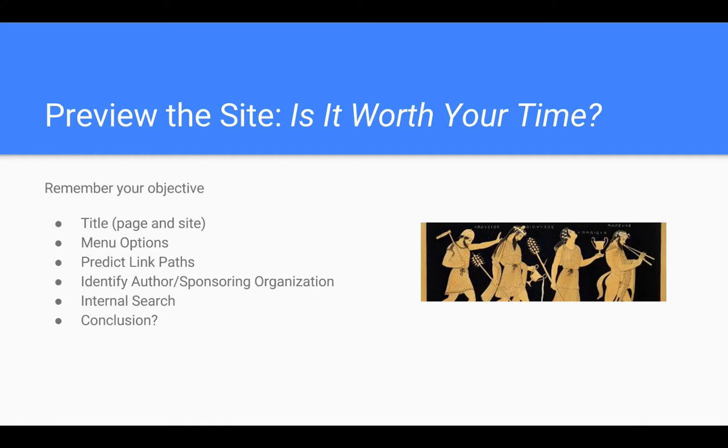Next, you want to predict the link paths. I talked about hypertext links in the previous slide. They're usually blue, words that are blue indicating that they will take you somewhere else. If I right-click on those, it should tell me where it's going to take me. And here's a really big tip.